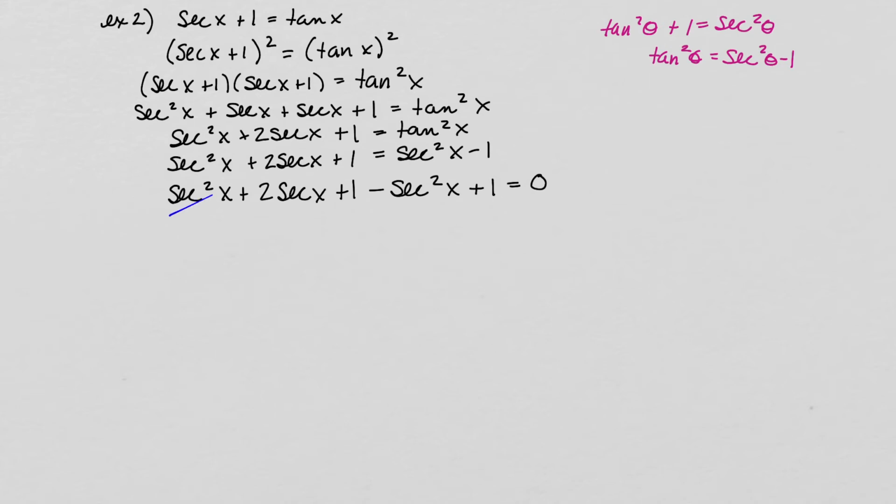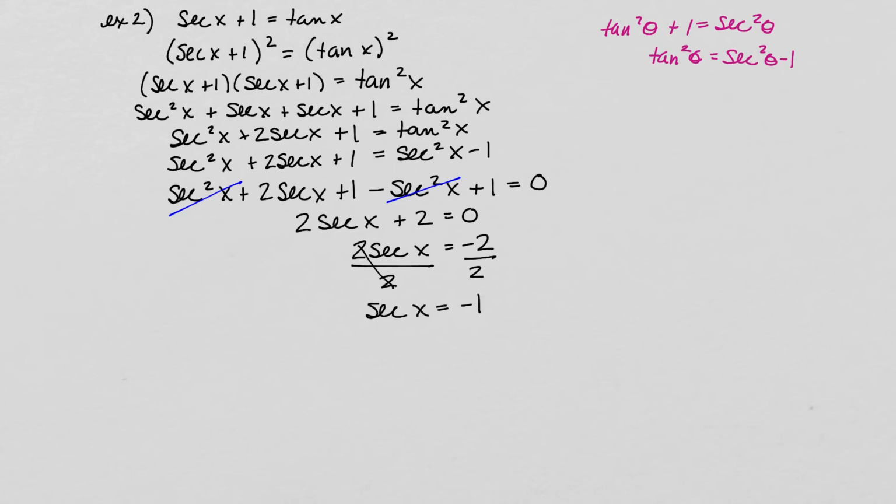Okay, so my secant squared x's cancel each other out. We're left with 2 secant x plus 2 equals 0. Now I just have one trig function, so this is just like we were solving the other day. I can subtract 2 from both sides, so 2 secant x equals negative 2. Divide both sides by 2. So the secant of x is equal to negative 1.